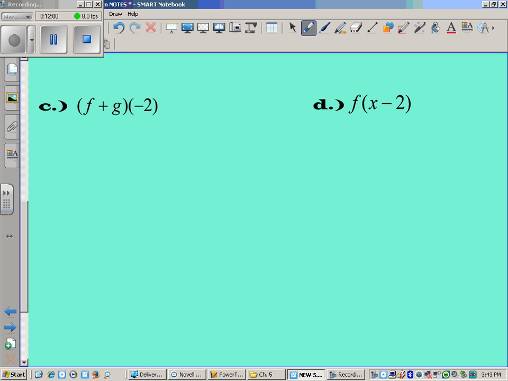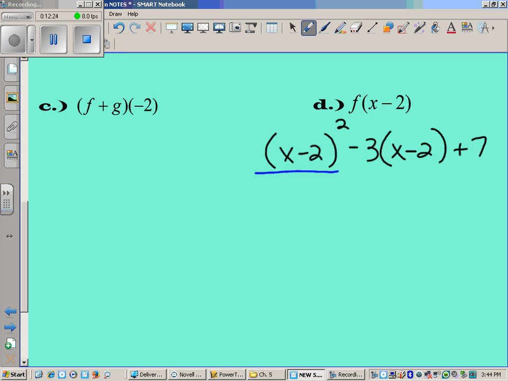Plugging it in. So in my f function, wherever I see an x, I'm going to plug in what? An x minus 2. That means here and here. So taking my f function, wherever I see an x, in all the x's, I'm going to plug in an x minus 2 instead. All right, using my order of operations, we've got to do this first.